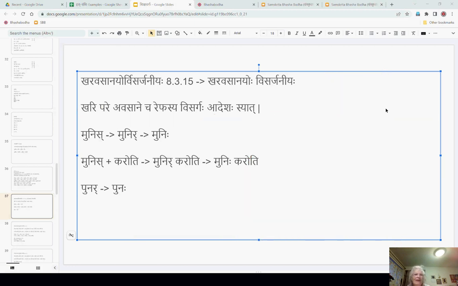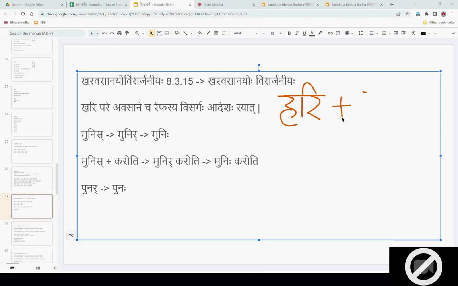So we'll see how it happens. Example here. We started with Hari, the Pratipadikam. Then we added Sa to start the derivation of Prathama Ekavachanam, first declension, singular. To start the derivation, how do we start? We take the Pratipadikam, or the noun root, and add Sa to it. So this becomes Haris.